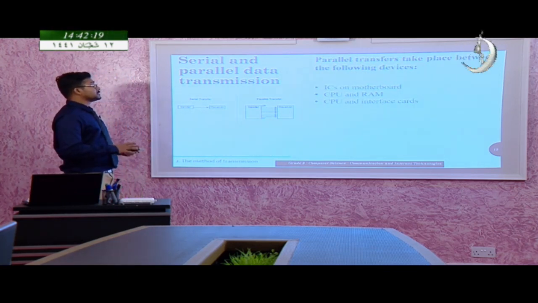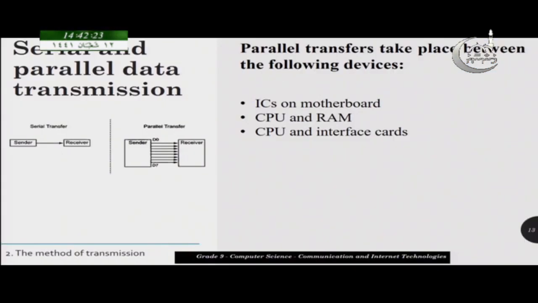So where do we use it? CPU and RAM, CPU and interface card, ICs, integrated circuits on the motherboard. These are the places where we use parallel. So obviously we are using it for the shorter distance. We are not using it for the longer distance.